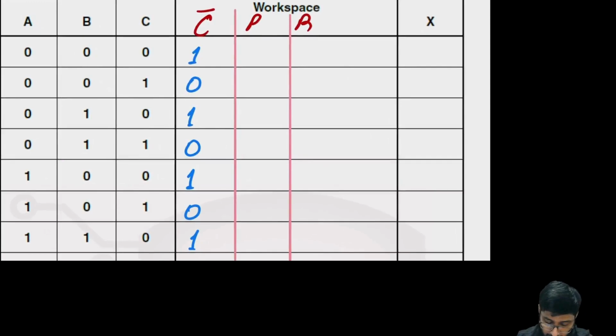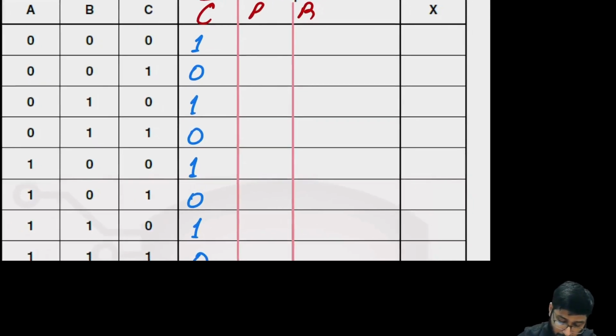Okay, now the first value for A and B is 0, 0. The XOR gate says that the output will be high if the inputs are dissimilar. So for 0, 0, both of the inputs are similar, so we will be getting 0 as an answer. Again, it's a 0, 0, so we will be getting 0 as an answer.